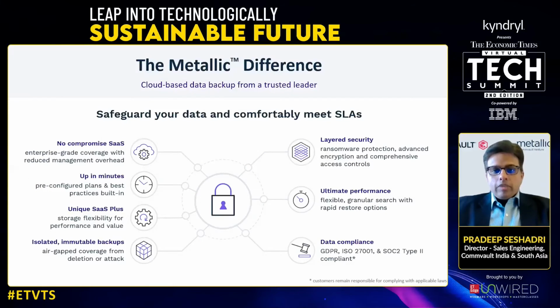Now, what is the difference that Metallic brings to the table? One is, like I said, no-compromise SaaS. The onus lies with Metallic, with Commvault, and enterprise-grade coverage for data, and no overheads on your side, right? Monitoring is on your side, but everything else is taken care of by Commvault.